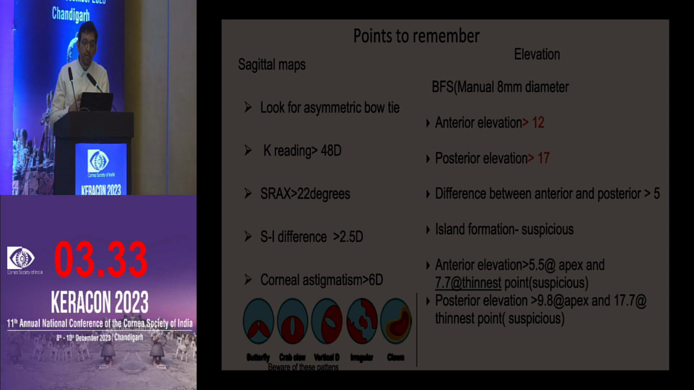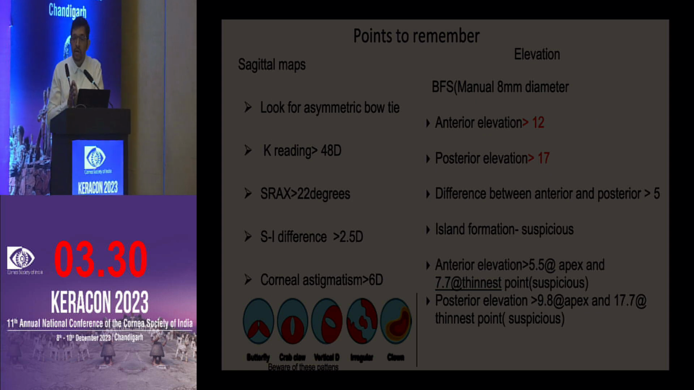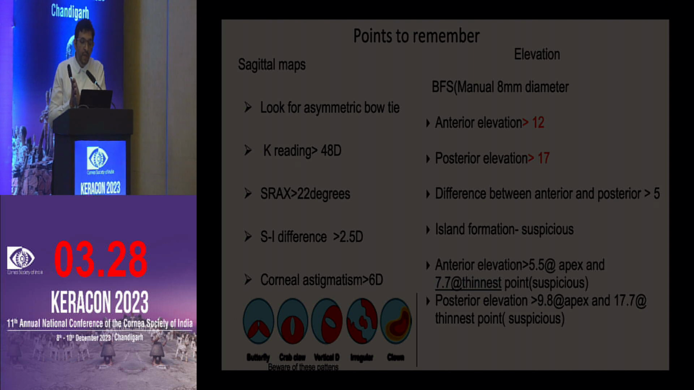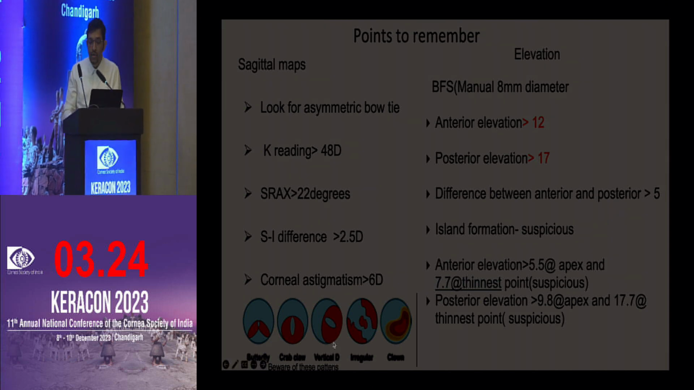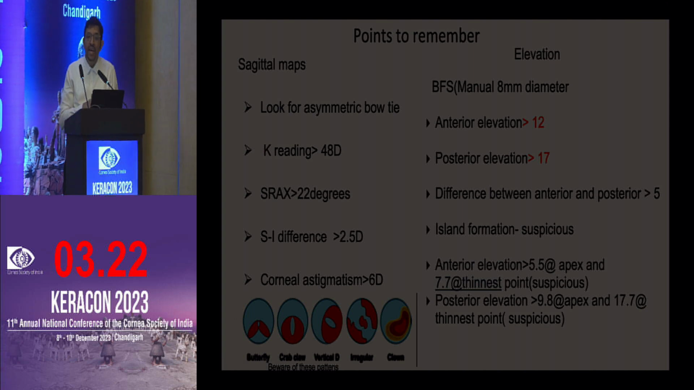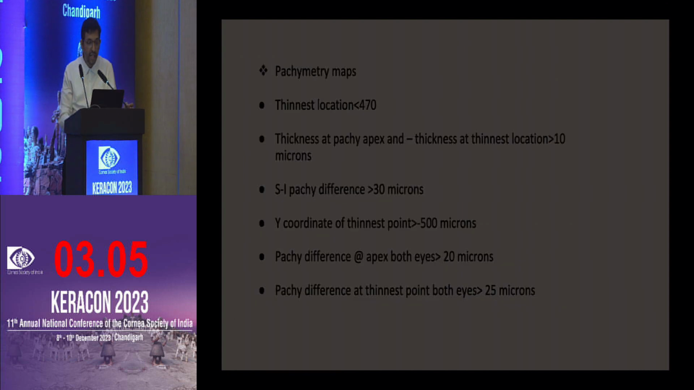So points to remember would be, in a sagittal map, look for an asymmetric bow tie, look for skewing, look for superior inferior difference, and if you see any of this kind of a pattern, you would probably be a little bit suspicious. When you're looking at elevation maps, you're basically looking at a posterior elevation of around 17, an anterior elevation of around 12, difference between both an anterior and the posterior of around 5. But these are not sacrosanct. You can't have one particular index and say this one particular point is absolutely suggestive of keratoconus. Unfortunately, we don't have that at this point of time.